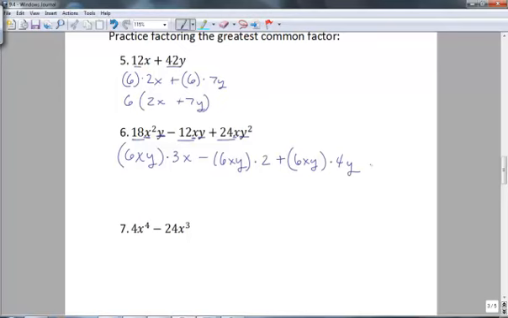So my final step would just be to undistribute all three of these. So it would be 6xy, put the parentheses back in, 3x minus 2 plus 4y. At this point, what I've done is I've factored. I've created a product where before I didn't have a product.